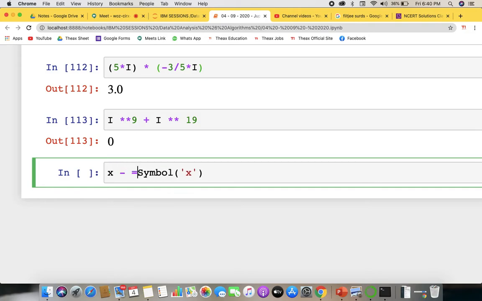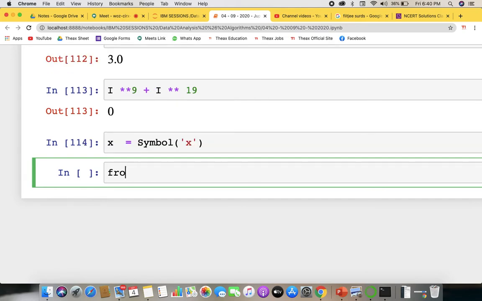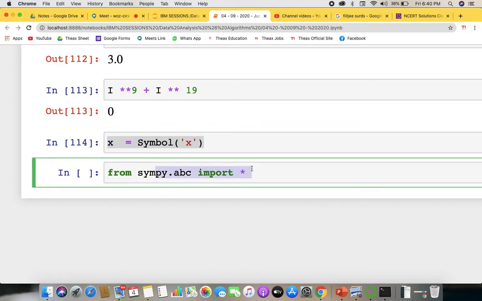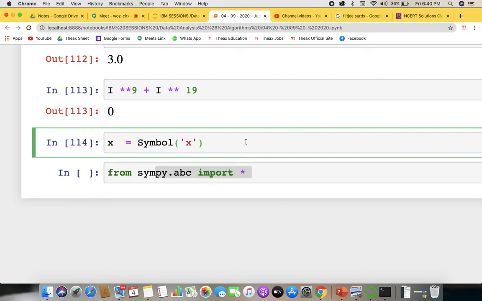If you are saying x, so x is going to be a symbol. What I have done is I have written from sympy.abc import everything. So I have reduced the process of writing x equals to symbol and all. I can just easily write anything, x. Otherwise, if I don't write this, and I just write x or y, it will raise an error that this is not defined. And I actually don't like these things.